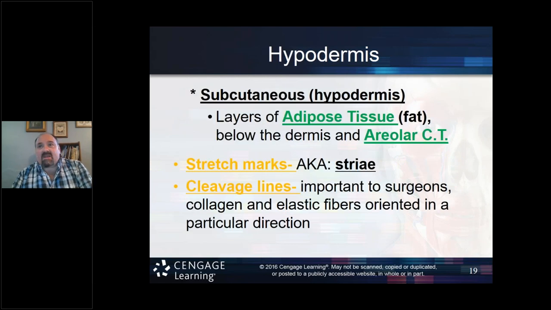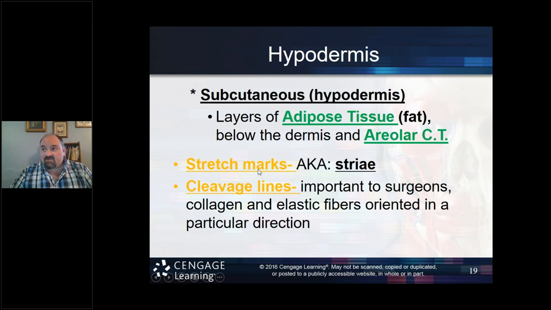So if there were a question that said the skin is comprised of the epidermis and the dermis, that would be correct. The skin is not comprised of the hypodermis. The hypodermis is a supportive layer, but it's not part of the skin. So when we think skin, think epidermis and dermis. The subcutaneous layer, the hypodermis, contains primarily adipose tissue as well as areolar connective tissue. So we saw areolar connective tissue in the papillary layer of the dermis as well as in the hypodermis, okay? The term striae is known as stretch marks.